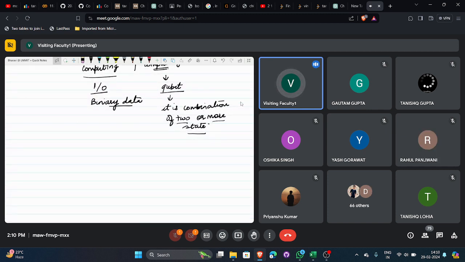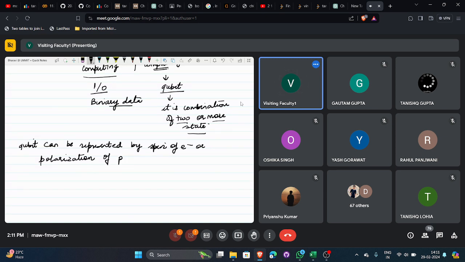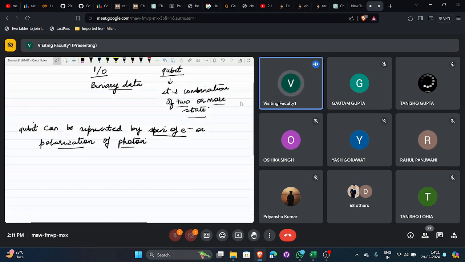So what are we actually representing in a qubit? A qubit can be represented by the spin of an electron or the polarization of a photon. So what is this concept, or what do we want to talk about, this spin of the electron? Let's talk about that.